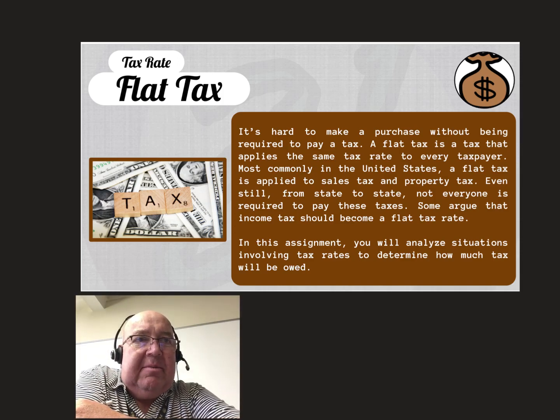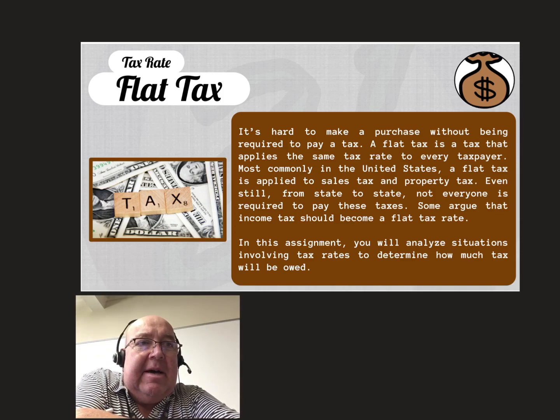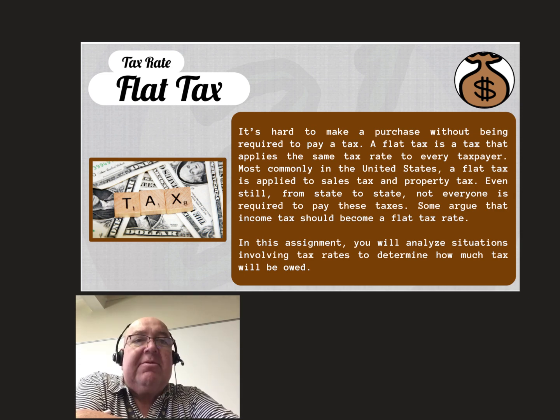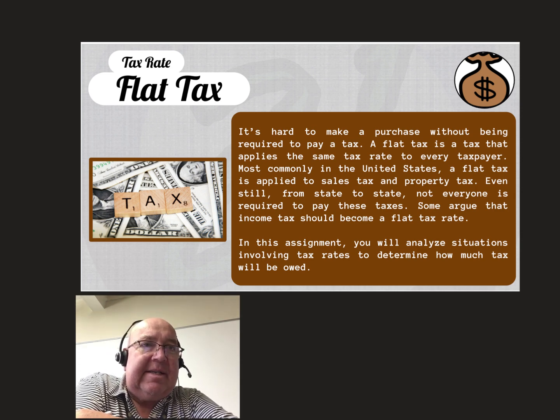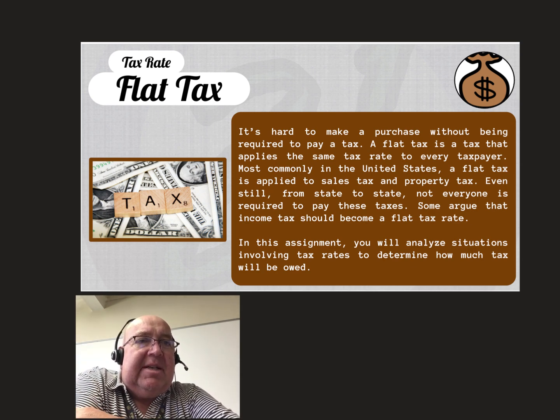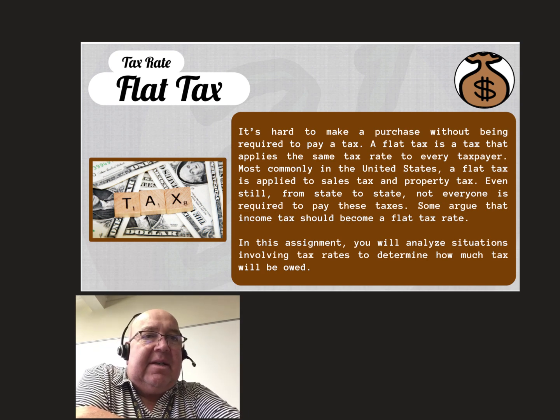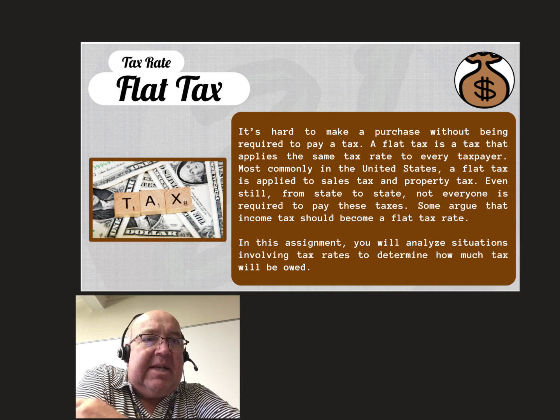In this project, we're going to be learning about taxes and how they apply to different people. The first type of tax we're going to look at is called a flat tax. If you think of it, anytime you buy anything at a store, you're paying a tax that's the same amount as everybody else. So sales and property taxes are usually the flat taxes that everybody has to pay, depending on the state.